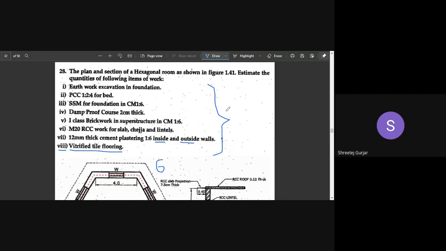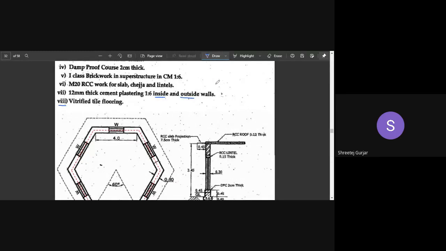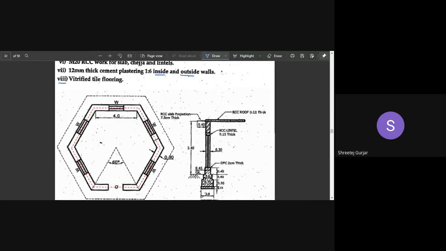The number of quantities may seem more, but it is a very short numerical. All of these will be over very quickly. The main part is your calculation of center lines, and all the other things are very easy because there are no junctions, no long wall, short wall. We are not concerned with those, so the tabular column will be finished quickly. The main thing is the calculation of your center lines, and that is very important.